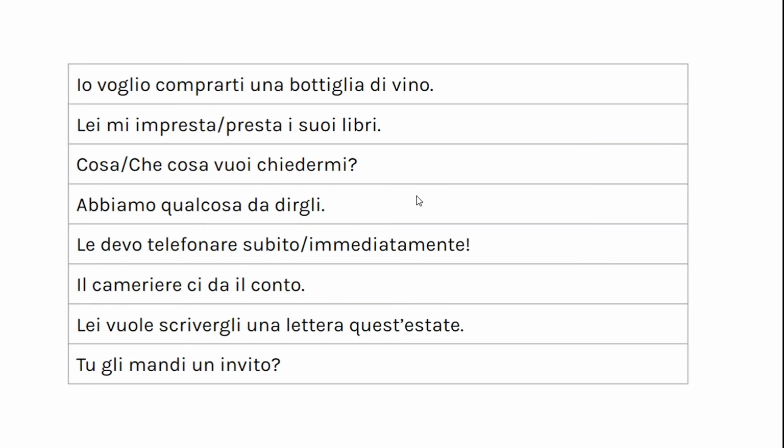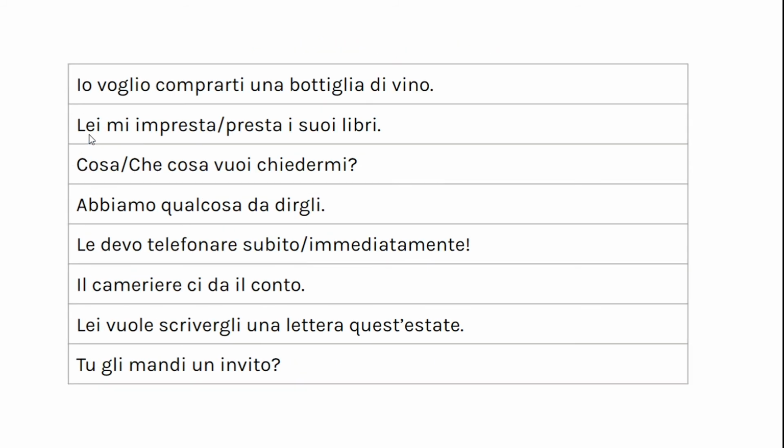Okay, you guys, let's look at the risposte per queste frasi. So the first one was, I want to buy you a bottle of wine. Io voglio comprarti una bottiglia di vino. You also could have said, io ti voglio comprare una bottiglia di vino if you didn't want to add it to the infinitive, but they're both right, okay?